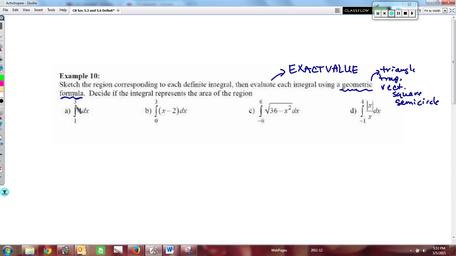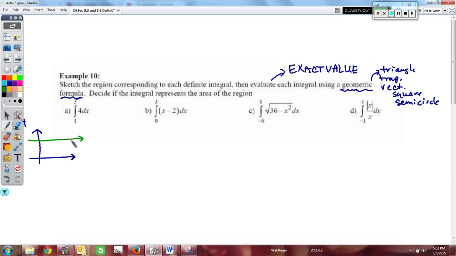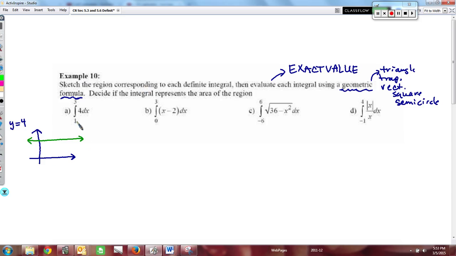So I look at this and I say, all right, I'm going to sketch a real quick sketch of y equals 4. And y equals 4 is nothing more than a horizontal line. And I am interested in the bounds 1 to 3. So we're looking 1 to 3. And so the area that we are looking for is nothing more than a nice little rectangle. It has a base of 2 and a height of 4, and we are done with the problem and walking away. The answer is 8.